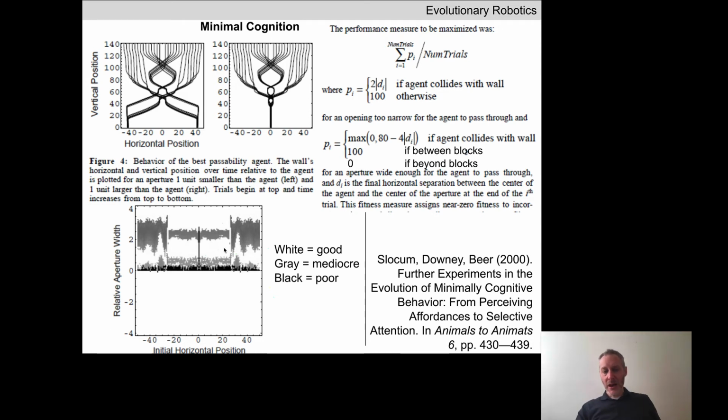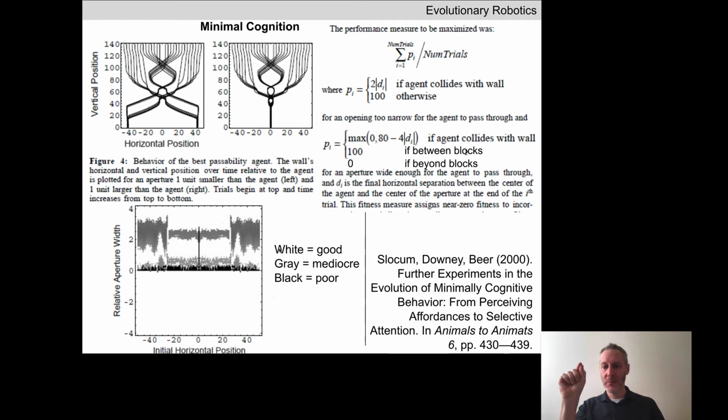So you'll notice that there's a series of pixels here. Each pixel has a horizontal and a vertical coordinate. Each pixel corresponds to a different trial with this evolved CTRNN. That pixel has two coordinates. What was the initial horizontal position of the object pair? And the vertical coordinate represents what was the relative aperture width of that object pair. And then depending on what the agent does, we're going to color that pixel white, gray, or black.